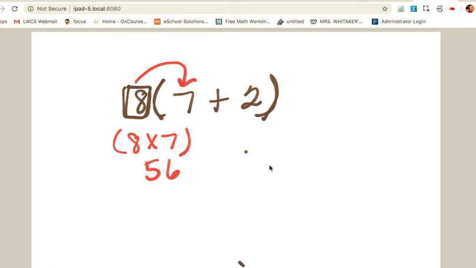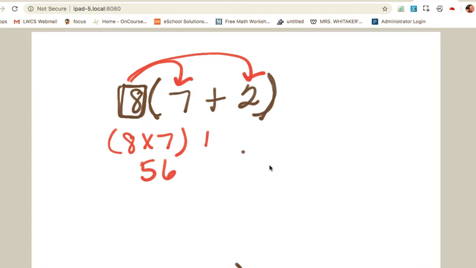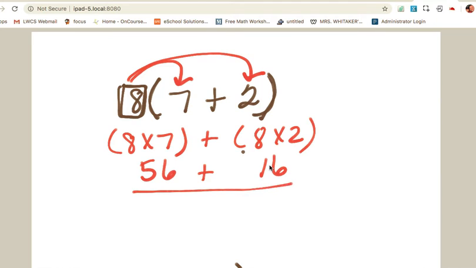So you're distributing 8 with also the 2 in the parentheses. So then it would be 8 times 2, which gives you 16. So this is doing distributive property. You distributed 8 with everything inside the parentheses.